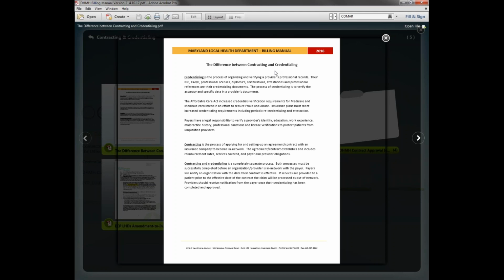If services are provided to a patient prior to the effective date of the contract, the claim will be processed as out of network. Providers do receive notification from payers once their credentialing has been completed and approved via welcome letters stating that they're in network with the specific payer that they're credentialed with.